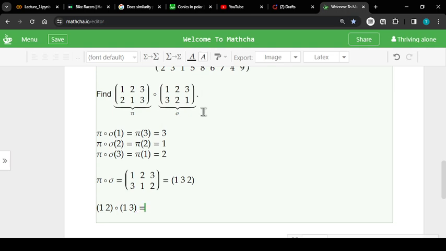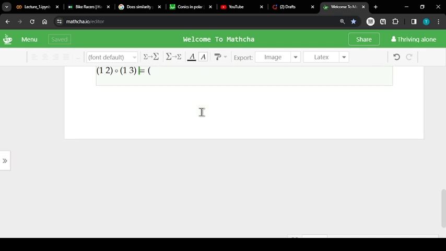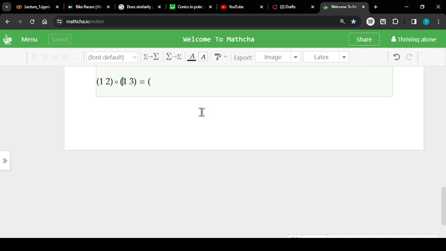Now, how do we do it? You have to visualize it. It's not hard, okay? It's not hard. Just try to visualize it. 1 is mapped to 3. Now, 1 is mapped to 3, and where is 3 mapped to? And what does this permutation map it to? It's a fixed point, right? So in the resultant, 1 will be mapped to 3.